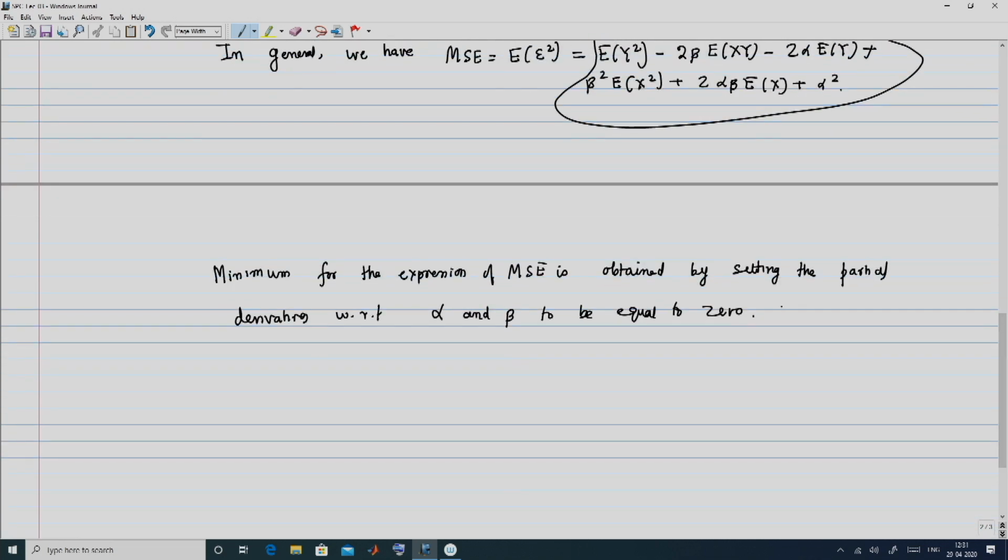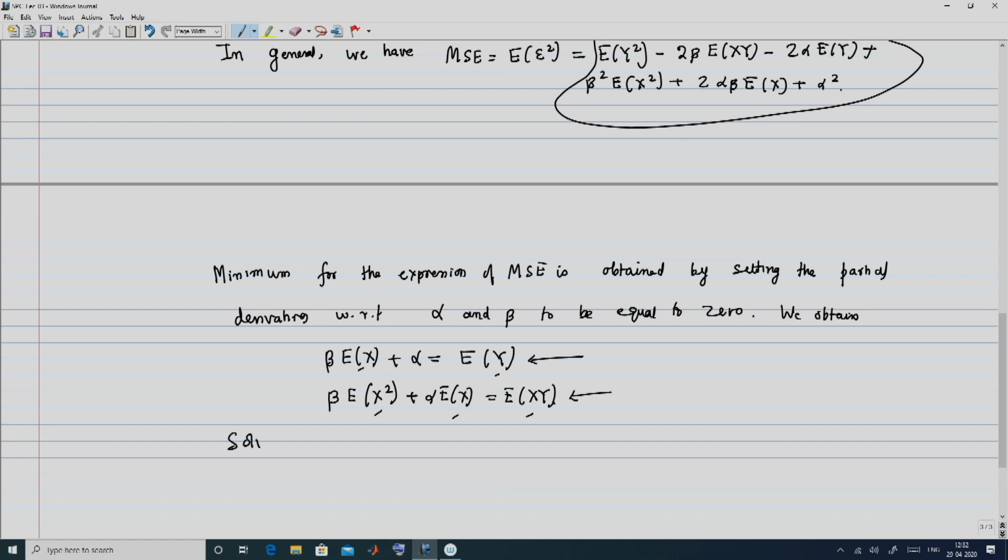One of the equations is beta Ex plus alpha equal to E of y. And the second relation that you get after differentiating with respect to beta is beta times E of x square plus alpha E of x equal to E of xy. So we have one linear equation with alpha and beta as the unknowns, because we already know Ex and Ey, and here again we have alpha and beta unknown, because we know Ex square, Ex and Exy. So these are known quantities.